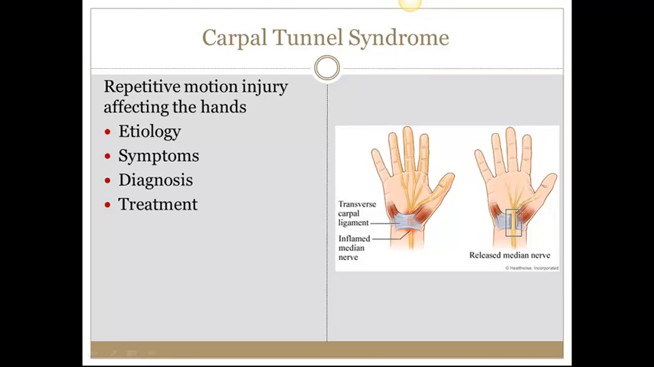And what sometimes will happen as far as treatment, we will try rest, splinting, anti-inflammatory medications, and physical therapy first. And if those don't work, then we will do a release of the median nerve surgically, as you can see in this picture here. The symptoms of carpal tunnel are numbness, tingling, pain, swelling, coolness or discoloration of the hand and fingers. And diagnosis is a positive Phalen maneuver.